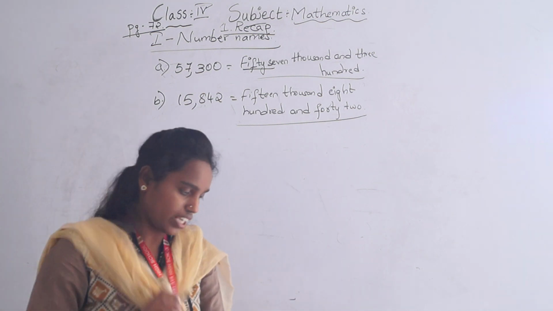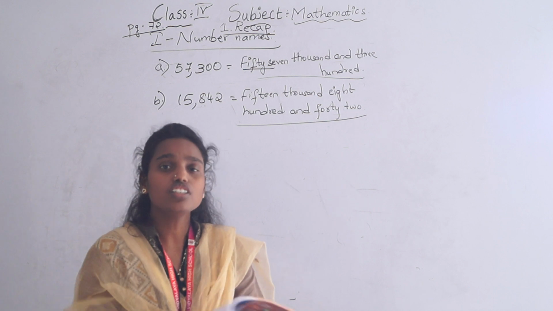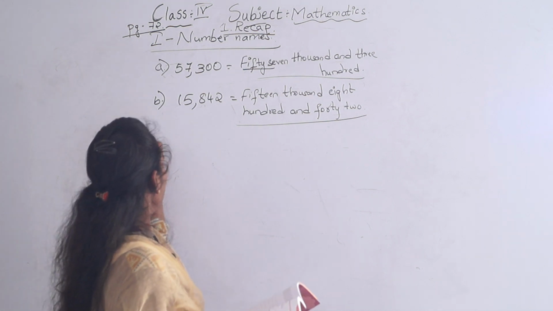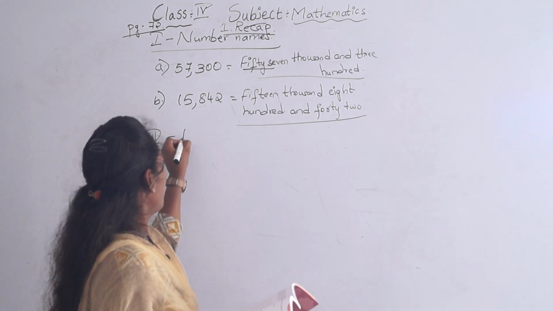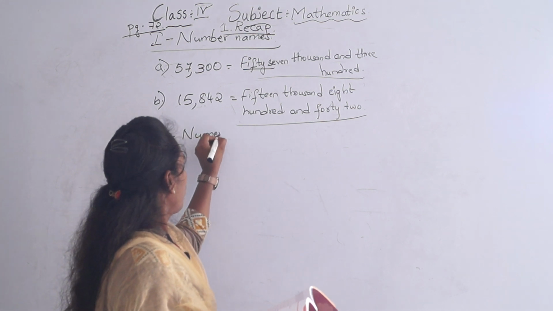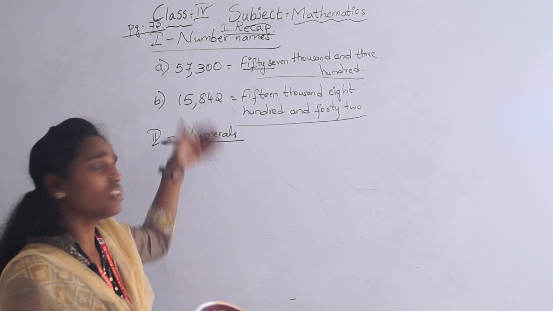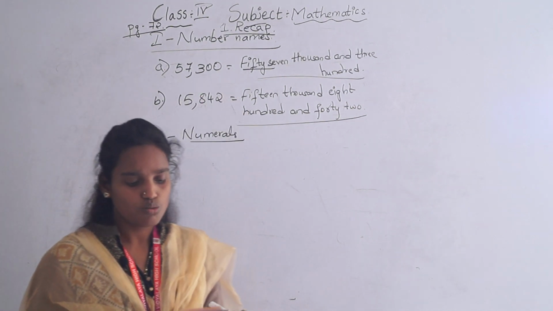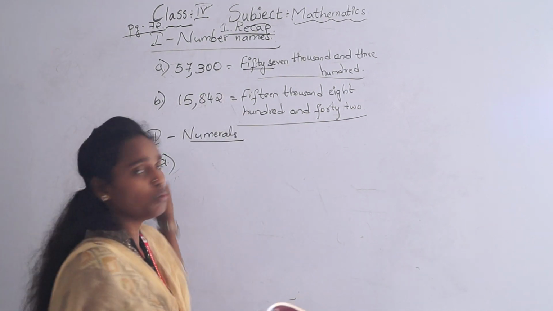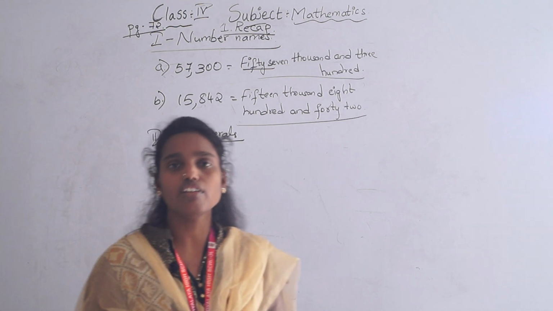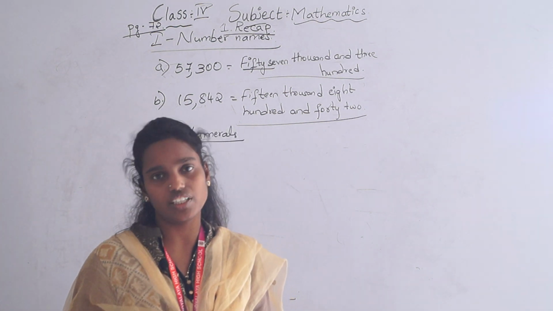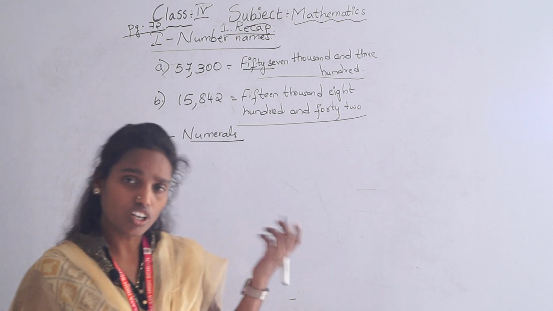Okay, let's go for the second bit, that is, write the numerals. In this, they have given the number name, and we should write the numerals. These two bits are vice versa. So what is the first one? Can anyone read it for me? 6,450. So how will we write it?